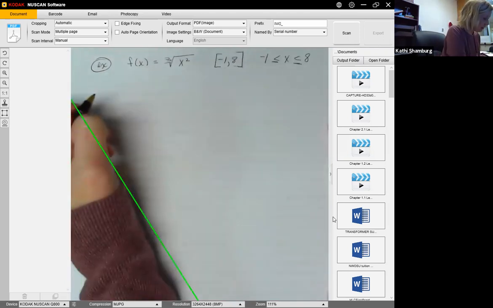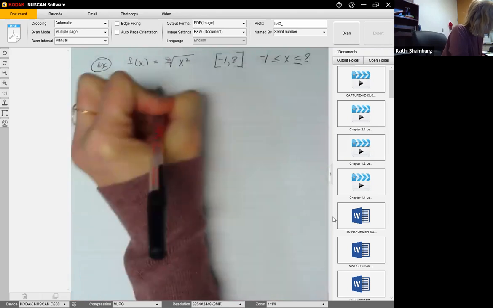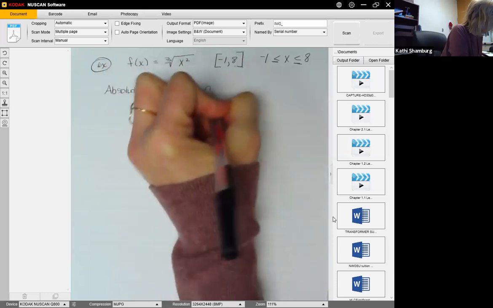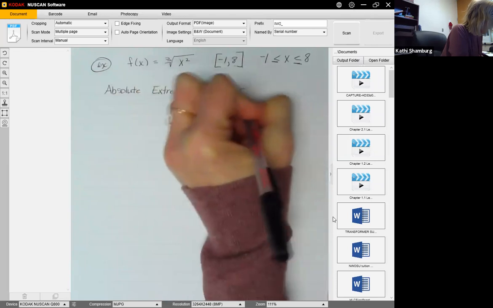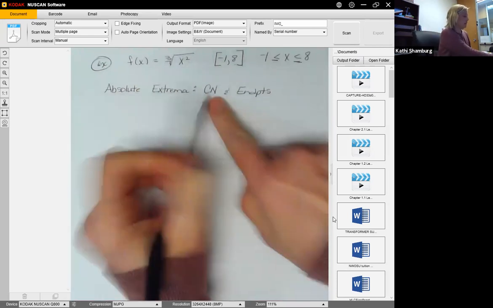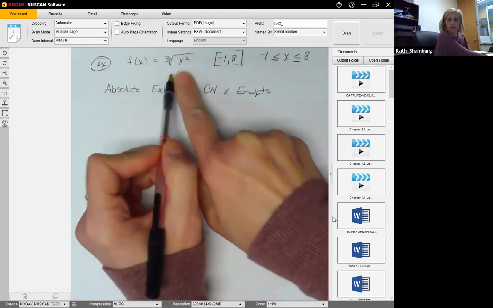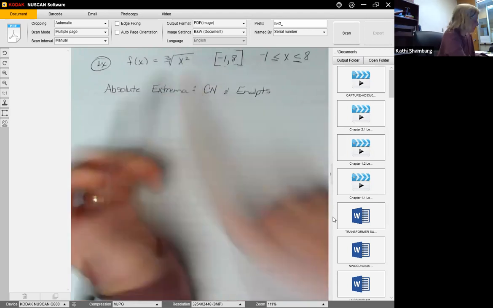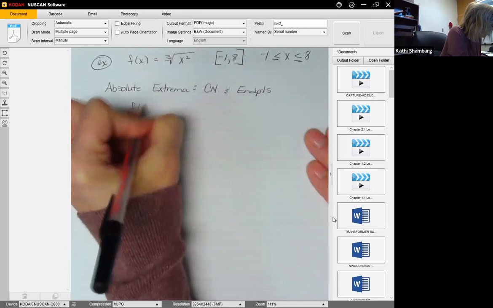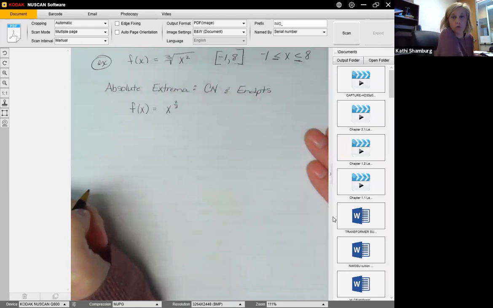All right, so if we're asked to find the absolute extrema, again, I need my critical numbers and my endpoints. Now, here's where you need to be careful. Critical numbers means I need to take the derivative of this. Don't yet start taking the derivative until you convert the form of this, because we don't leave it as a radical. So I'm going to rewrite this function as x to the 2/3. Now we can apply our derivative rules, okay?